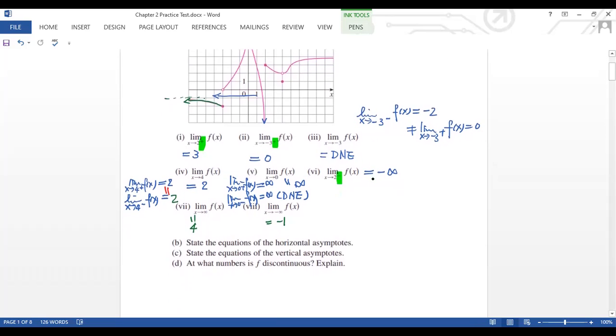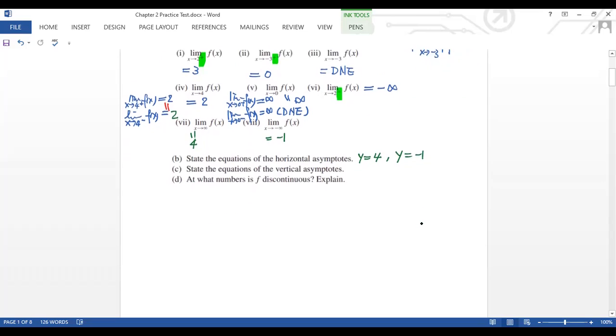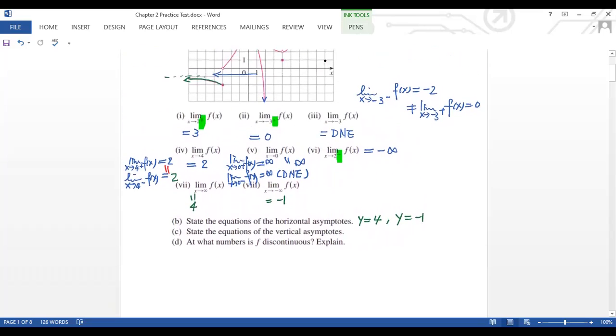So that's why in part B, they ask, what is the equation of the horizontal asymptote? So we did these two parts. We know one approaches this line, one approaches this line. So how do I write this line? It's y equals what? y equals 4 and y equals -1 here.